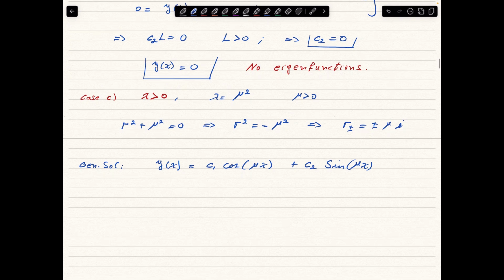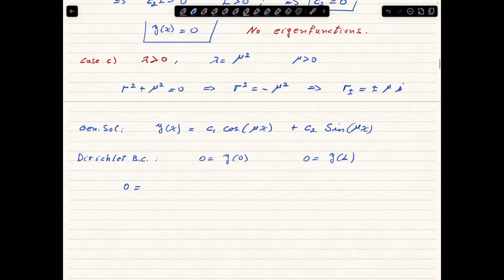Alright, this is the general solution, and now we need to impose the Dirichlet boundary conditions, which by now we know very well. The function at 0 is equal to 0, and 0 is equal to the function at L. The first condition, 0 equal to the function at 0, is C1 times 1, cosine of 0 is 1, plus C2 times 0, sine of 0 is 0. So from here we get that C1 is equal to 0.